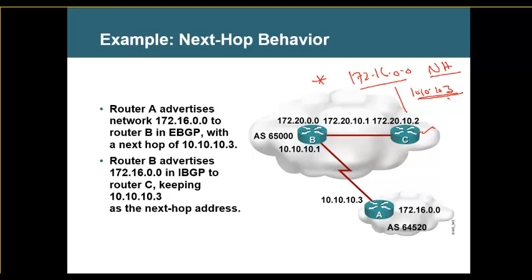Router C does not know where 172.0 is located. It says 10.10.10.3 is the location, but where is 10.10.10.3? It doesn't know, because there is no route for 10.10.10.3 in the routing table of router C. There are two ways to solve the problem.